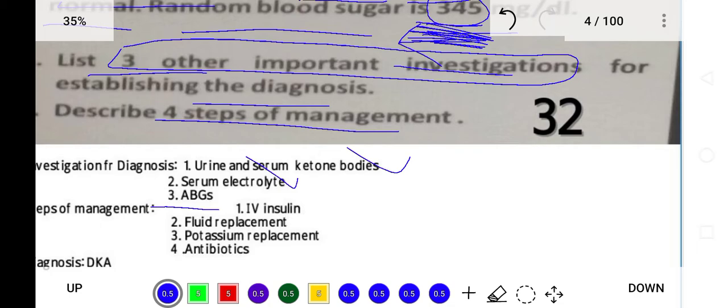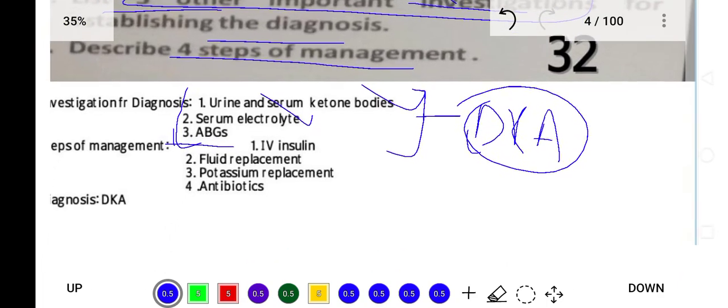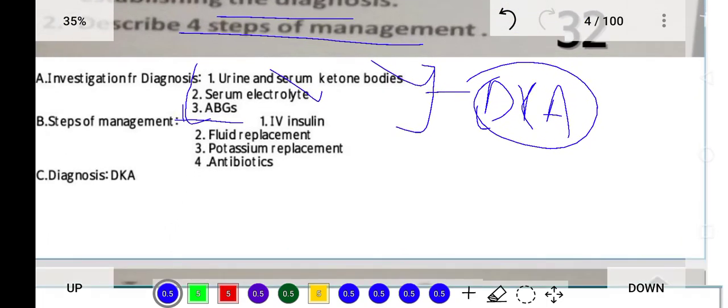So the third investigation is ABG, arterial blood gases. These three investigations are the investigations of choice in DKA, diabetic ketoacidosis, and the patient should be diagnosed on the basis of these three labs.